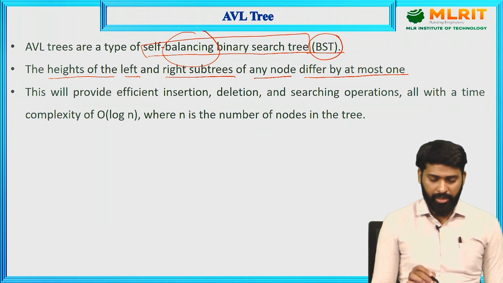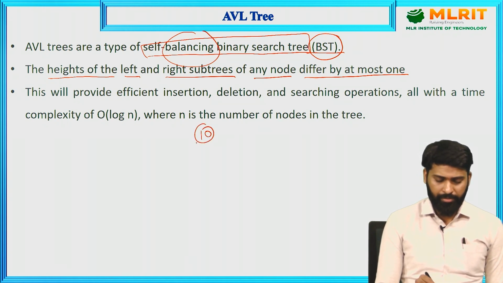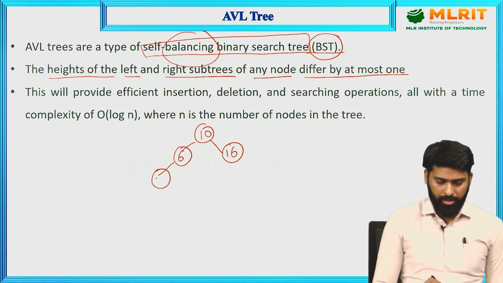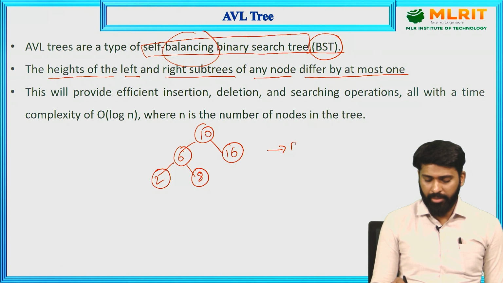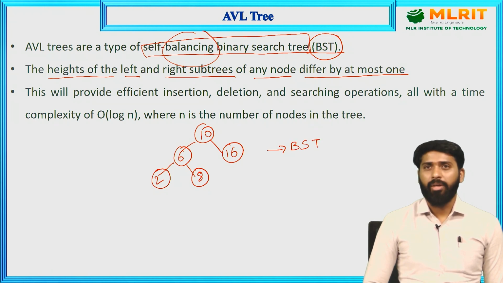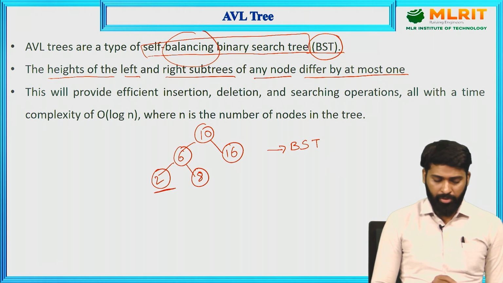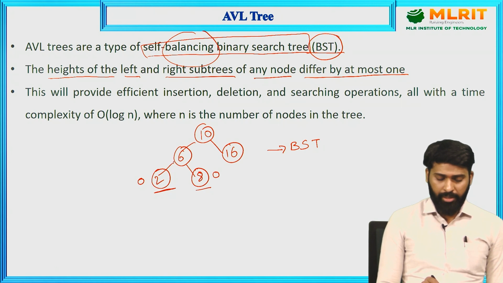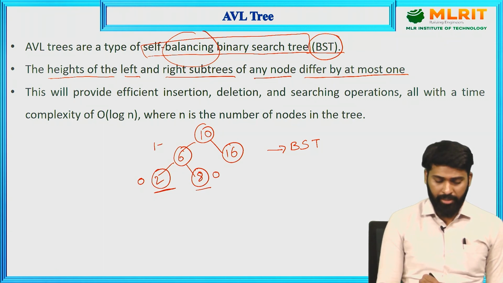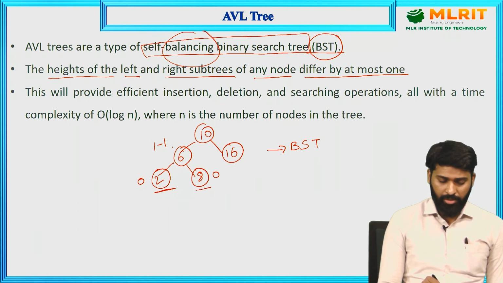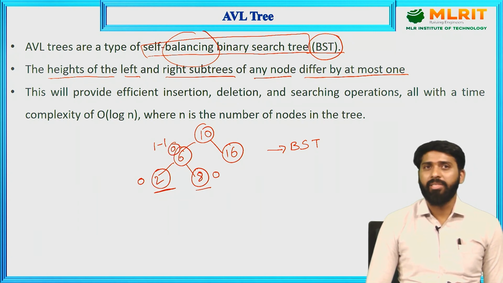So, let us consider this. Here 10, 6, 16, 2, 8. Consider this binary search tree. Now, what is the height of this leaf node 2? 0. What is the height of 8? 0. What is the height of 6? The left subtree height is 1 minus the right subtree height 1. 1 minus 1 is 0. This we call the balancing factor.